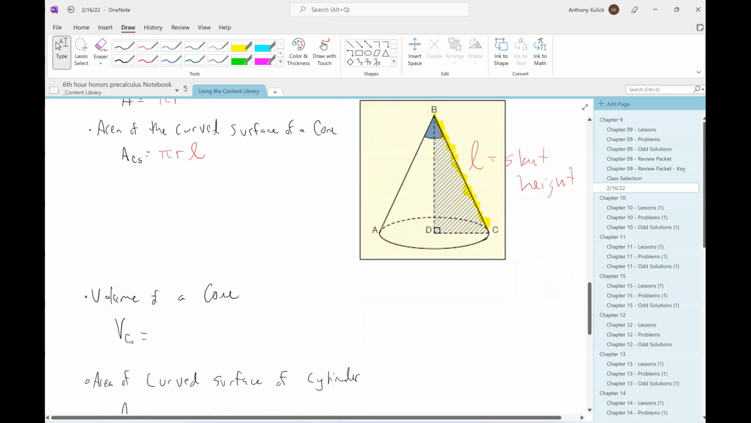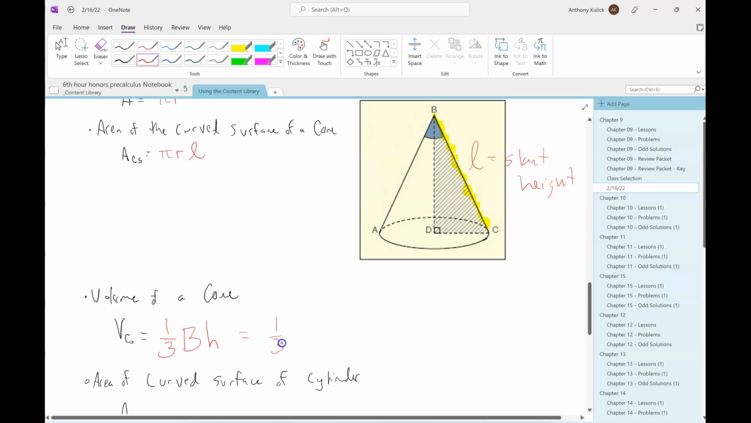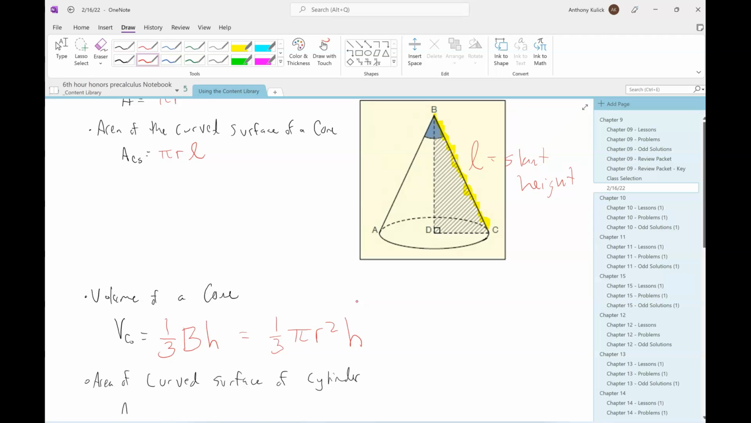How about the volume of a cone? Do you remember that one? It's 1/3 area of the base times the height. So I'm going to use the capital B for area of a base versus a lowercase b that we'll use as a side length that we're calling the base. Everybody's okay? And specifically in a cone, the area of the base is always a circle. So you could also have said 1/3 pi r squared h. That's okay as well.